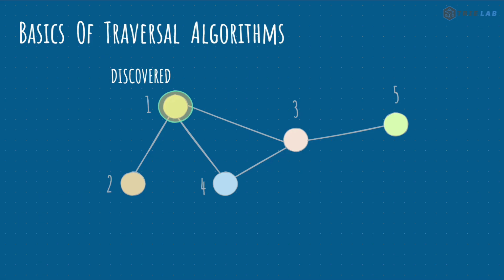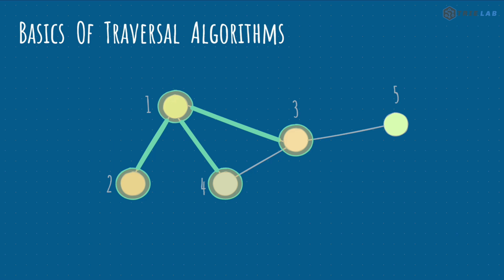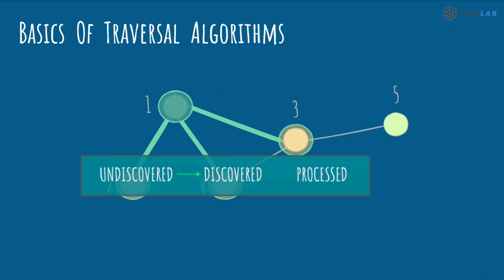And then we explore all its neighbors and discover its adjacent nodes as well. And once it has been done, or in other words, once it has actually explored all its adjacent edges and nodes, we mark that particular node as processed, meaning that all its neighbors have been discovered as well. So essentially, a particular node moves from an undiscovered to discovered and then finally to a processed state.